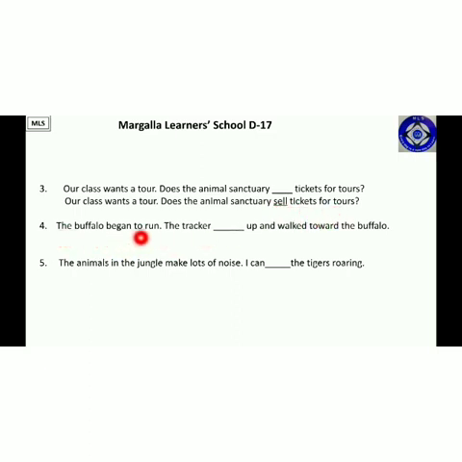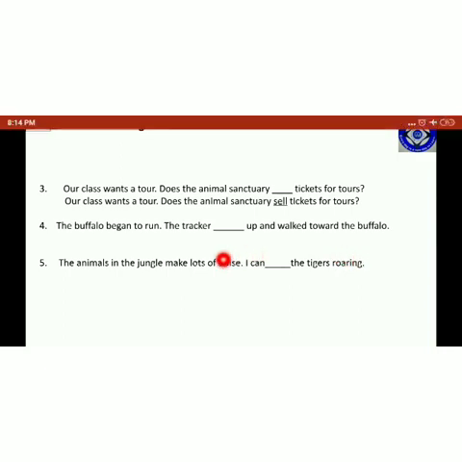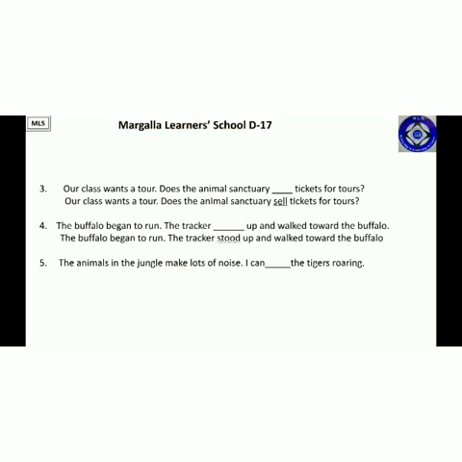The buffalo began to run. The tracker blank up and walked toward the buffalo. Now, if we look at began, began is the second form of the verb begin. So it means that it is the past tense. So we would be using the second form of the verb, and that is: the tracker stood up and walked toward the buffalo. To the last one: the animals in the jungle make lots of noise. I can blank the tigers roaring. Now, if we see, the animals in the jungle make, it means that it is in the present form. So I would be using the first form of the verb. The animals in the jungle make lots of noise. I can hear the tigers roaring.